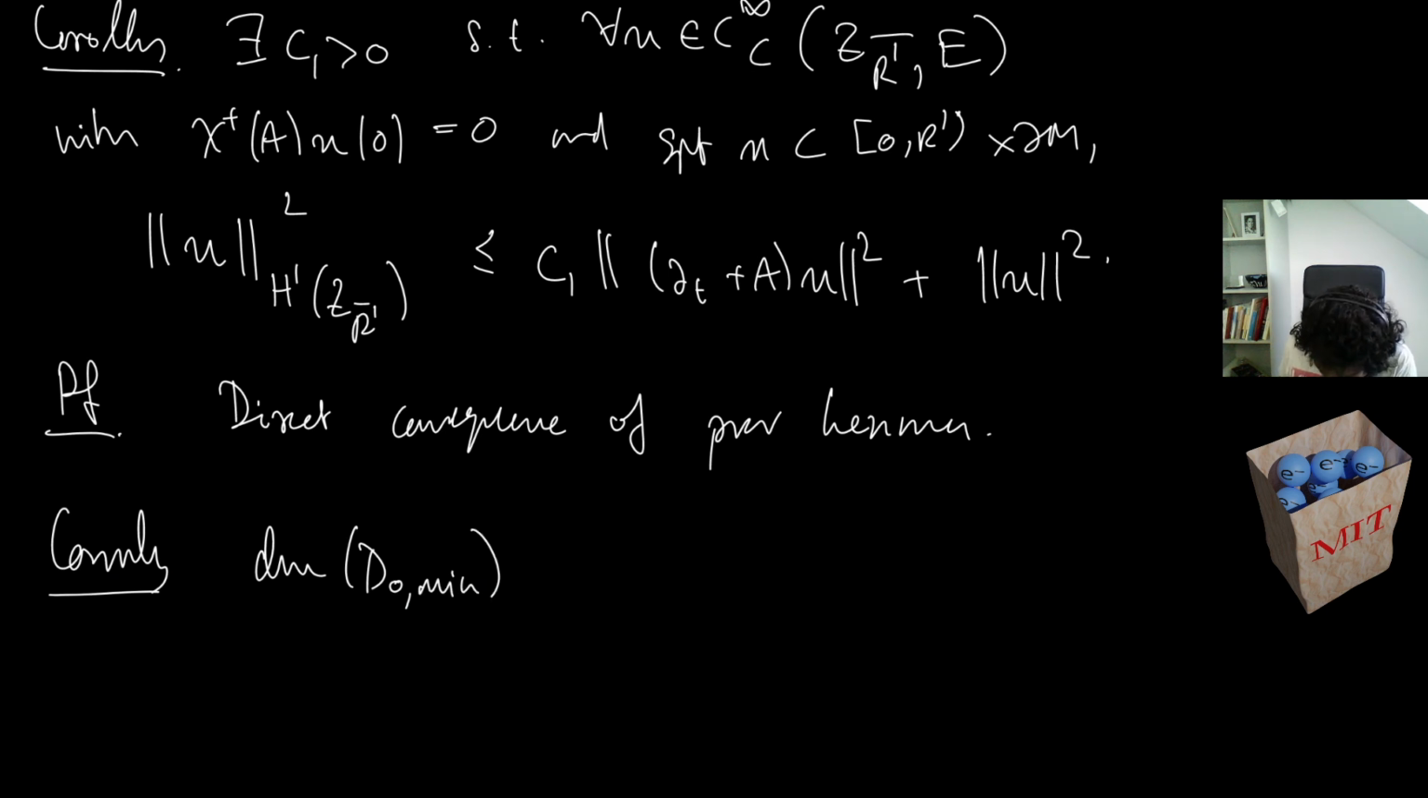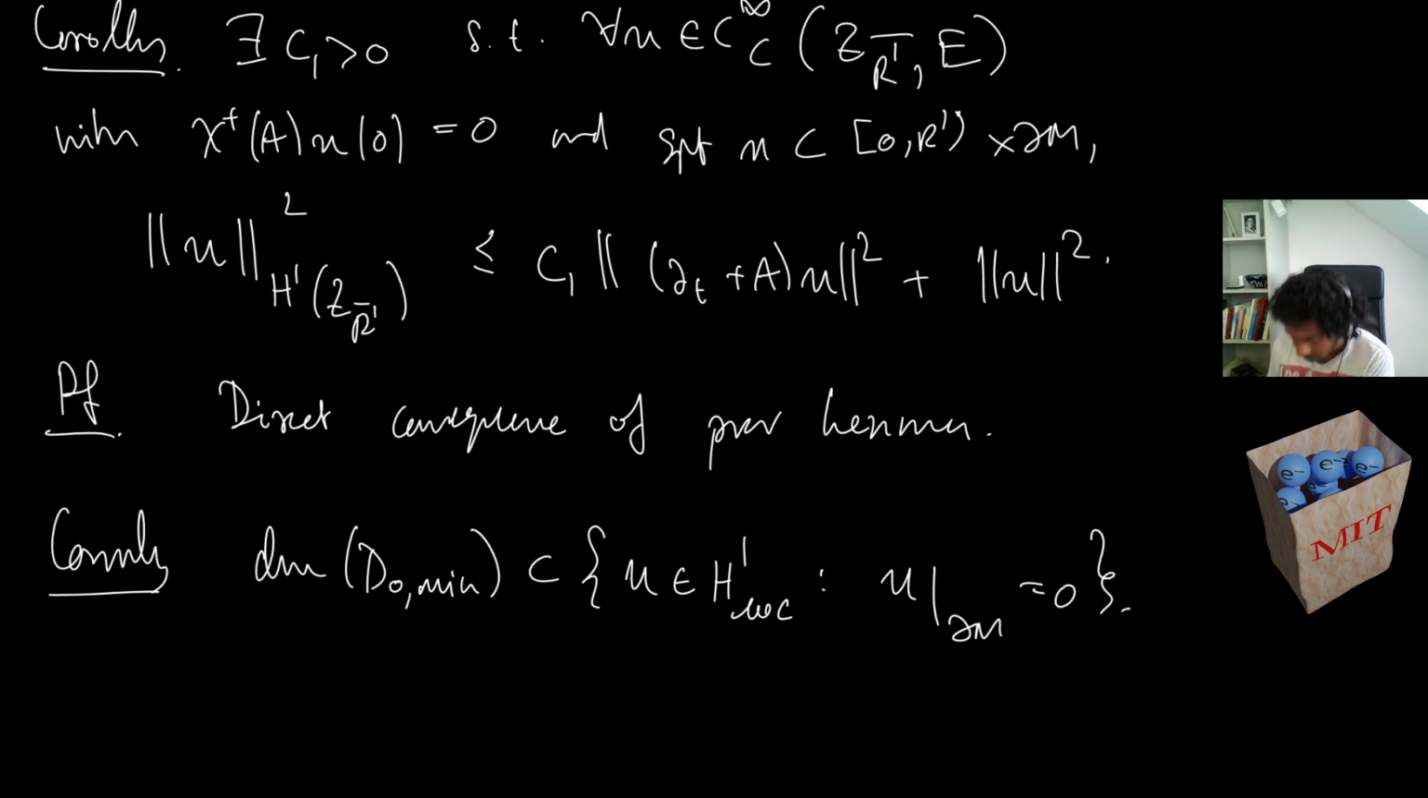now consists of H10 loc, right? So the space is as follows. This is the U in H1 loc such that U restricted to the boundary, so yeah, U restricted to the boundary is 0. Okay, so that's really where the domain of D naught min sits.